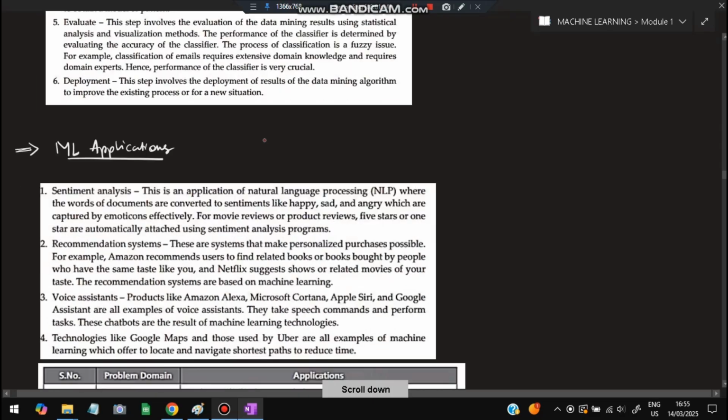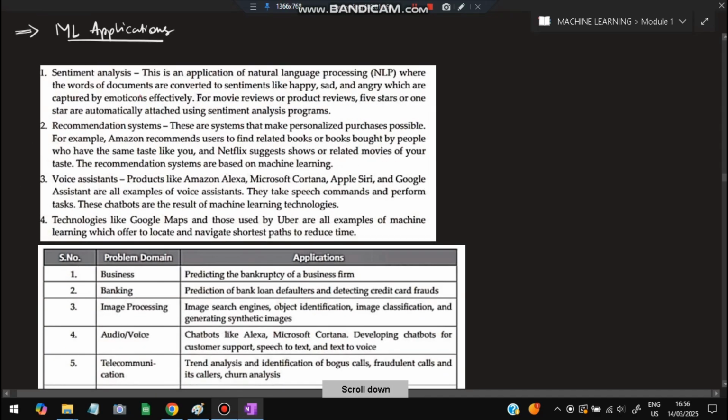Okay, whatever I just told you, that's the same thing as it is written there. Okay, next is ML applications. Where is ML all used? First is in sentiment analysis. Sentiment means emotions such as happy, sad, angry, which are captured effectively by emoticons.